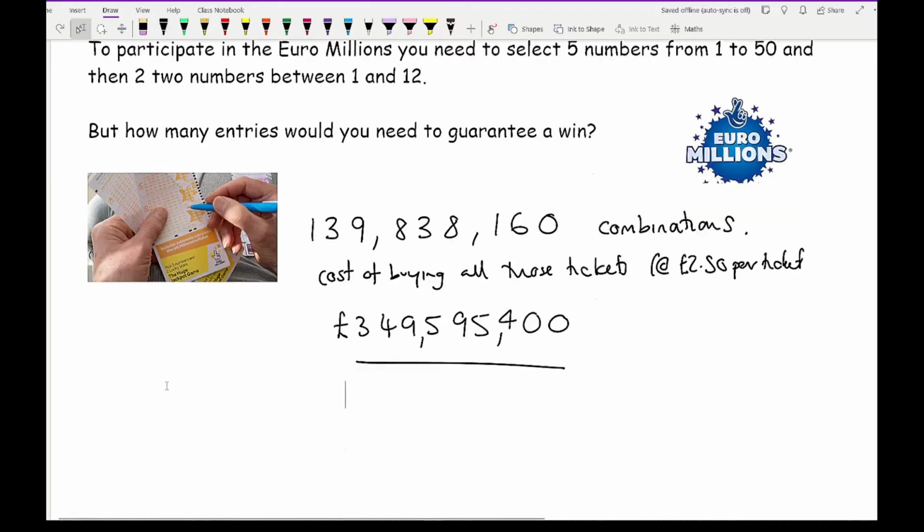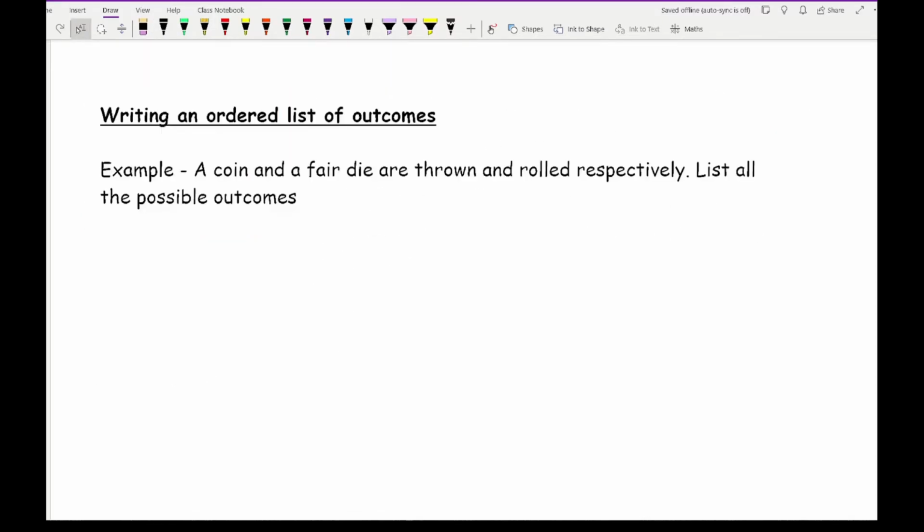Now when writing an ordered list of outcomes, there is a certain way that will make your life a little bit easier. Now, yes, you could do it randomly, but you'll be scratching your head, particularly to find the last ones that you are missing. So if you find a system, or what we call to write your list systematically, then what it means is that you'll do it not only quickly, you'll also do it relatively accurately as well.